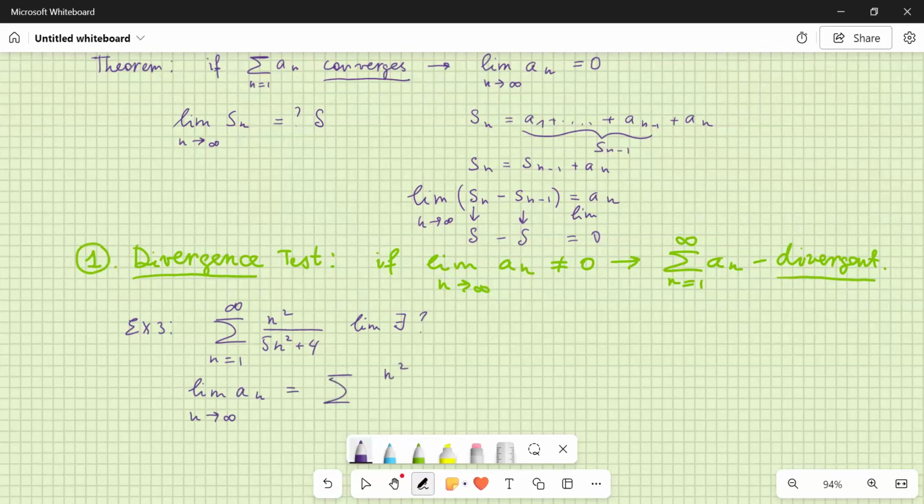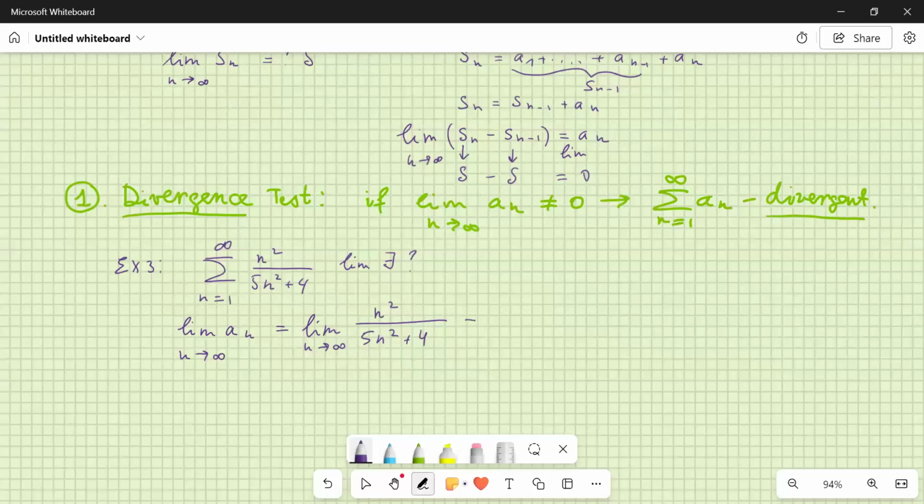Sorry, I put sigma instead of limit. Limit as n goes to infinity. How can we calculate this limit? Well, we can use the limit laws we had. I'm going to divide the numerator and denominator by n squared. And I know that this term will go to 0 when n goes to infinity, because it's 4 over infinity. So my limit is equal to 1 over 5.